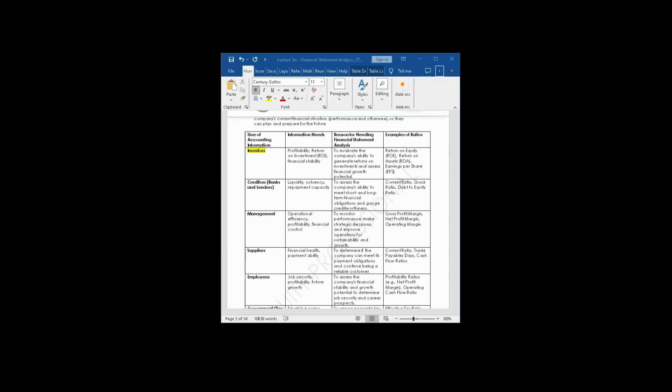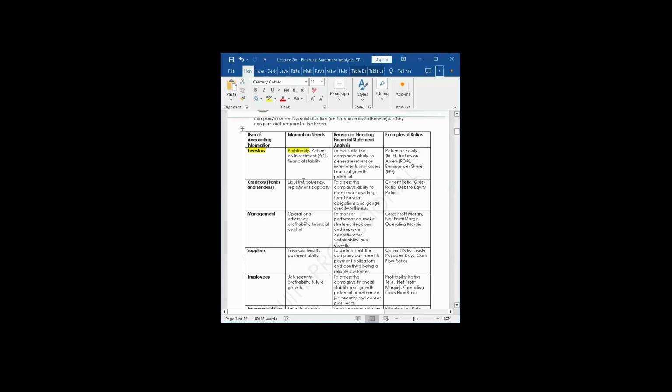So as a potential investor, what is the information that you will need on the company? One, you will need to know about the profitability of the company.